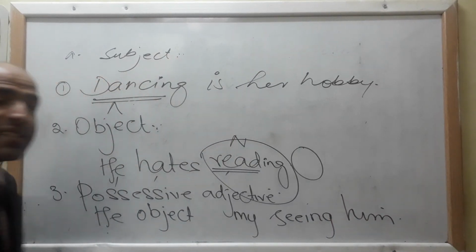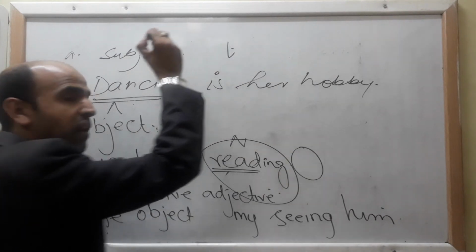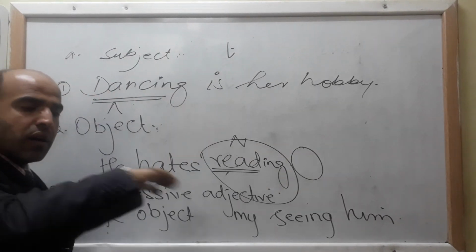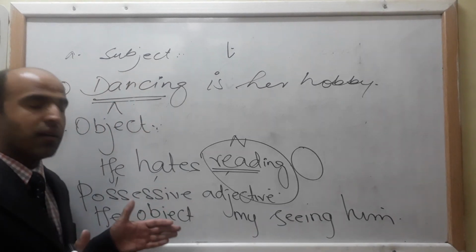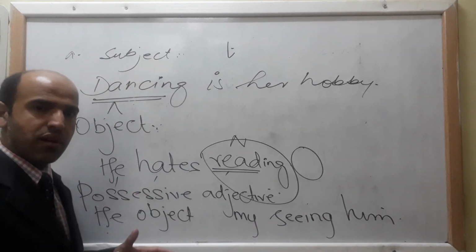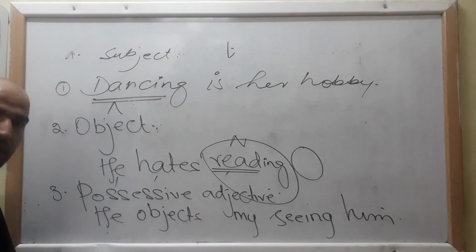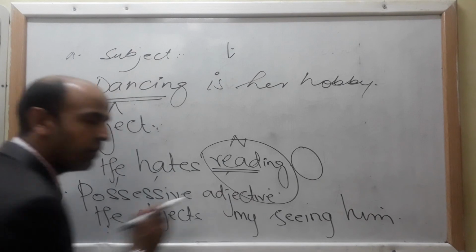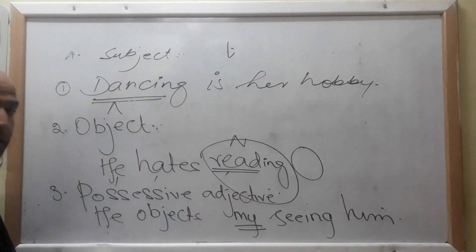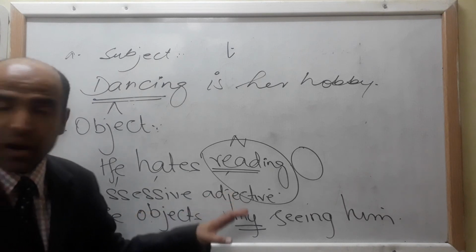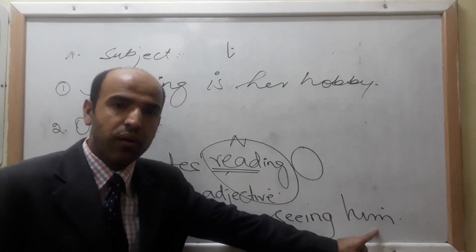Now look, you can see seeing, देखना, as I have told you earlier, मिलना, देखना. So seeing here is functioning as a gerund in a sentence. How is it so? I tell you. He objects. What does he object? Seeing. So here my is your possessive adjective. He objects my seeing, my meeting him.